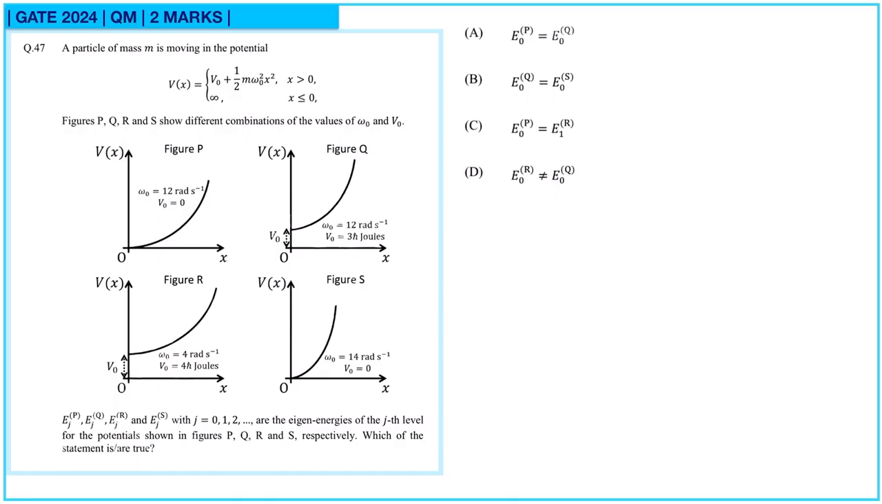Next question. A particle of mass m is moving in this potential. Figures P, Q, R and S show different combinations of the values of omega naught and V naught.